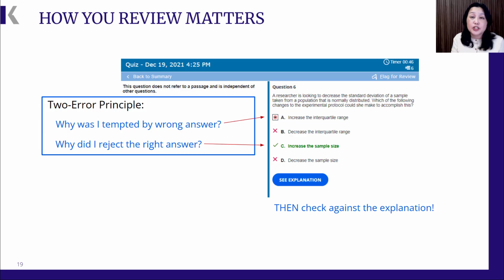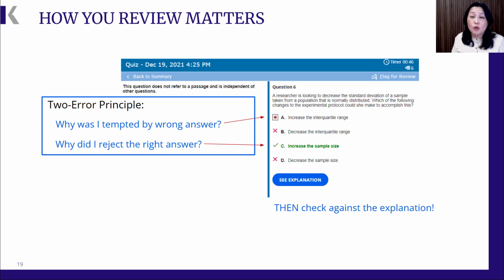One of the things I appreciate a lot about the way the Kaplan interface is designed is that it gives you an opportunity for a second shot. If you take a look at the screenshot of a quiz in our QBank, you will see that it tells you what you selected. It also tells you what the correct answer is, but it doesn't actually show you right away why. So as you review, I would encourage you to apply what we call a 2-factor principle.